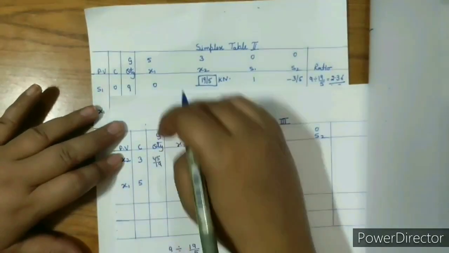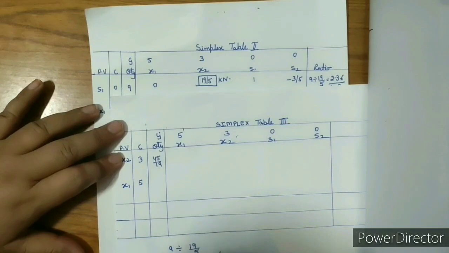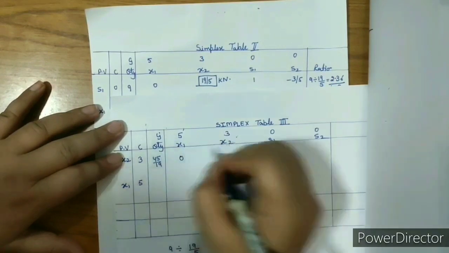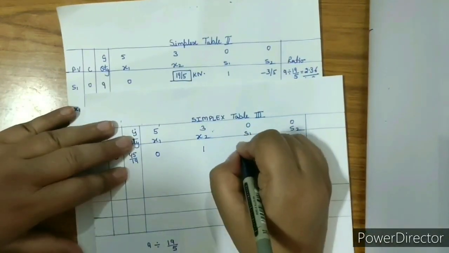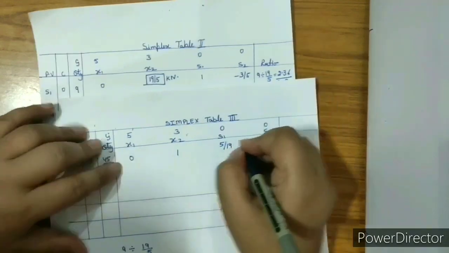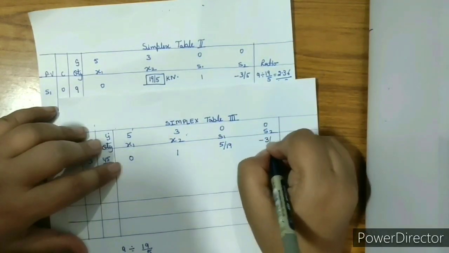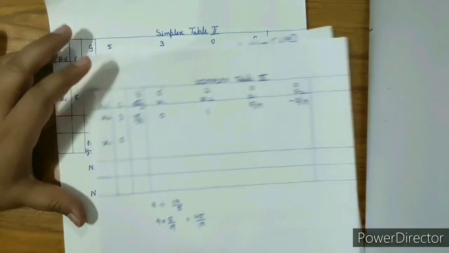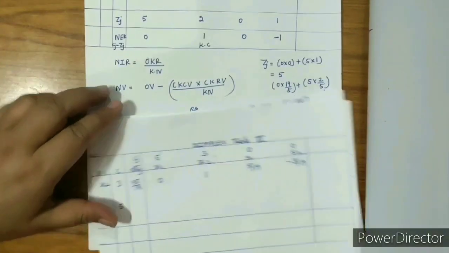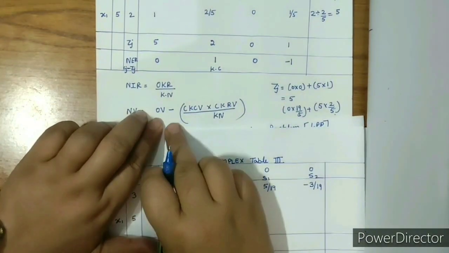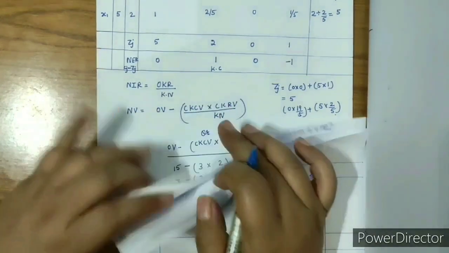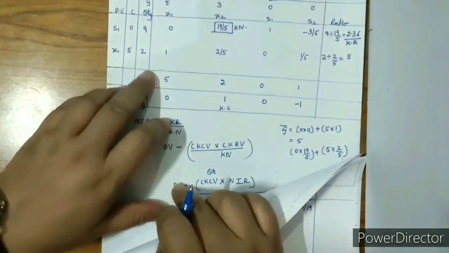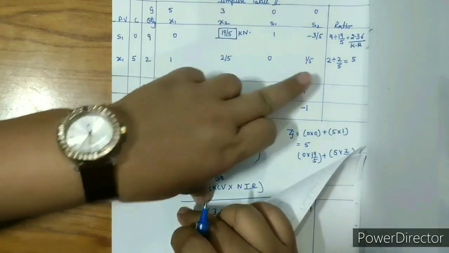0 divided by 19 by 5, or we can say 0 multiplied by 5 by 19. The value will be 0. Here 1. Here 5 by 19. In this situation, negative 3 by 19. Remaining variables are computed by the same formula. New variable equals old value minus corresponding key column variable into new incoming row. Old variables are 2, 1, 2 by 5, 0, 1 by 5.